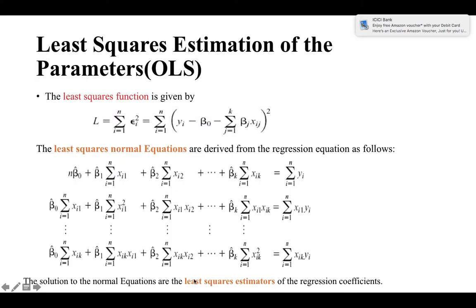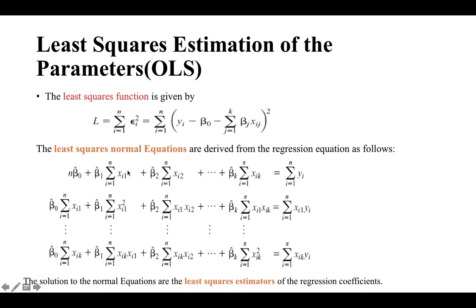So on, you go to the last equation, the last x and the last term, and the last equation would be b0 summation x1 x k, in our case x1 x4, plus b2 summation x2 x4, plus the last term will be b4 summation x4 squared, and on the right hand side you'll get summation x4 y. So this way the normal equations are derived.